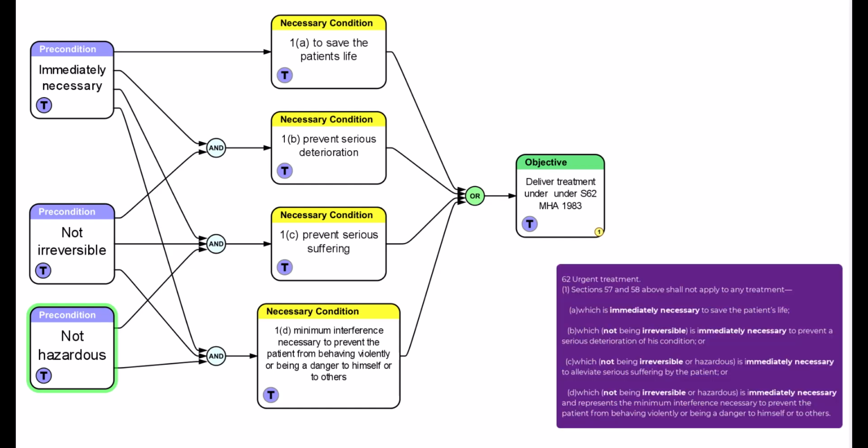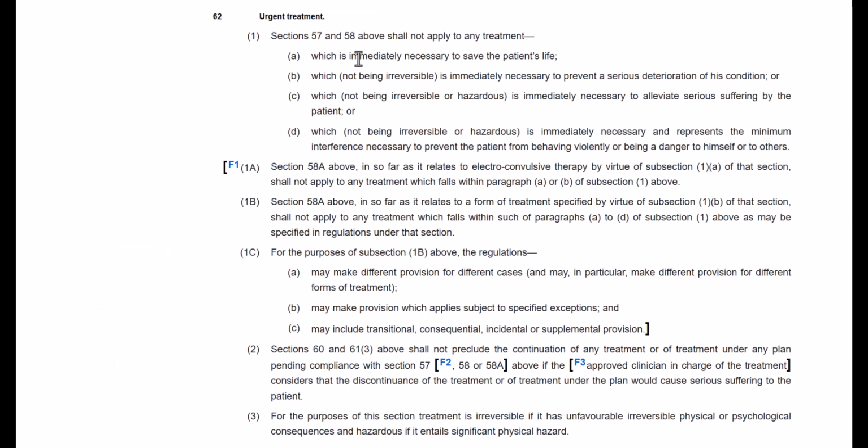And this is the logic diagram, and what this is doing is showing how these two words, immediately necessary, are applied to subsections 1a, 1b, 1c and 1d. There it is. Immediately necessary, immediately necessary, immediately necessary.